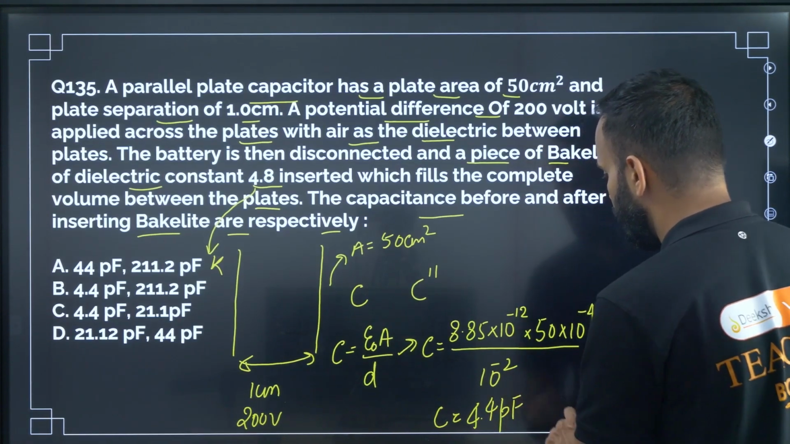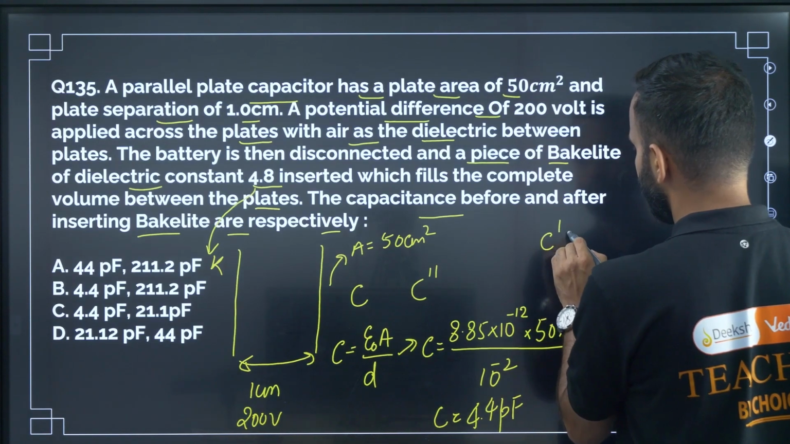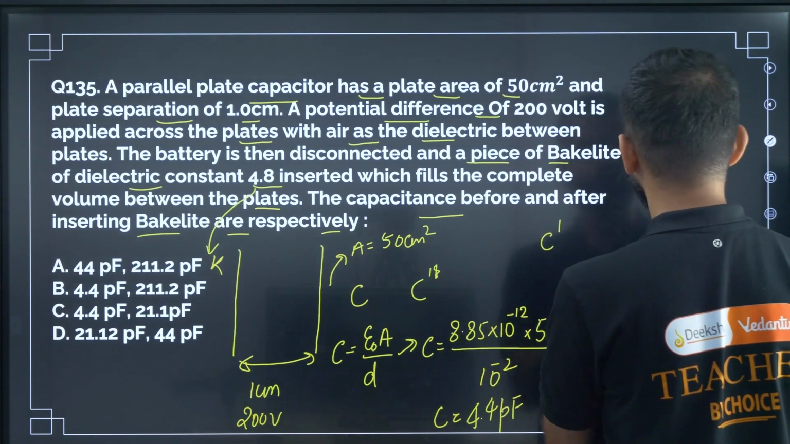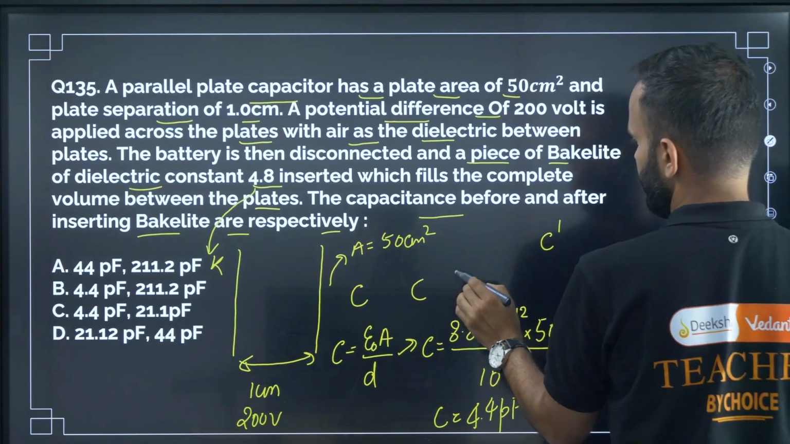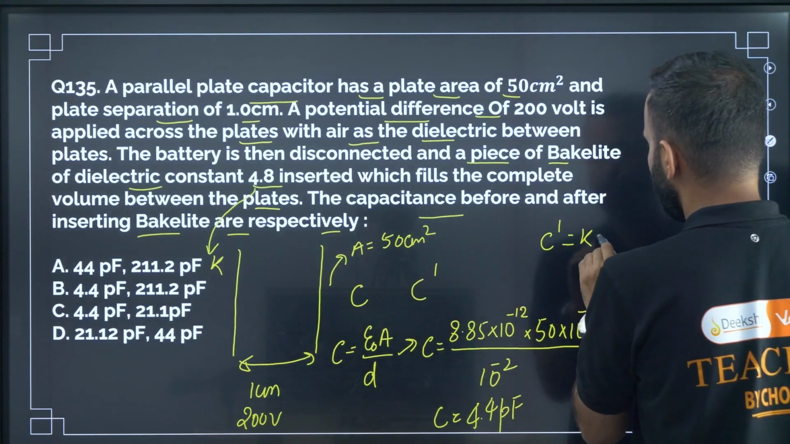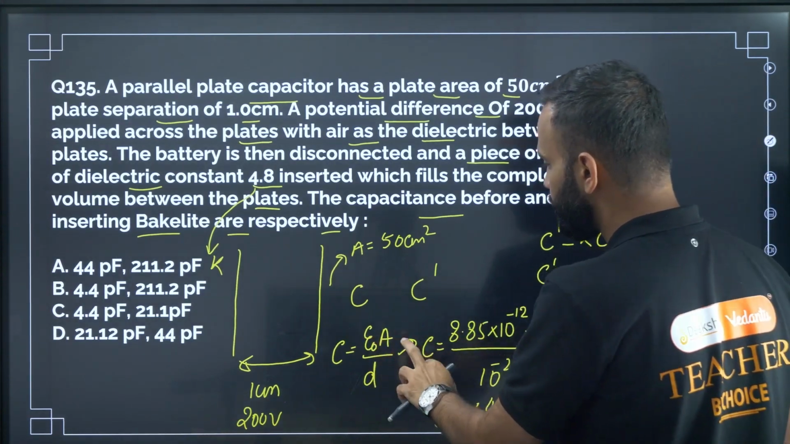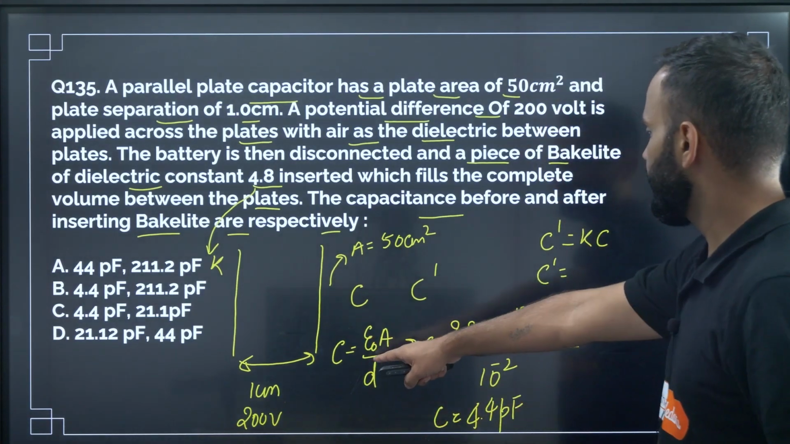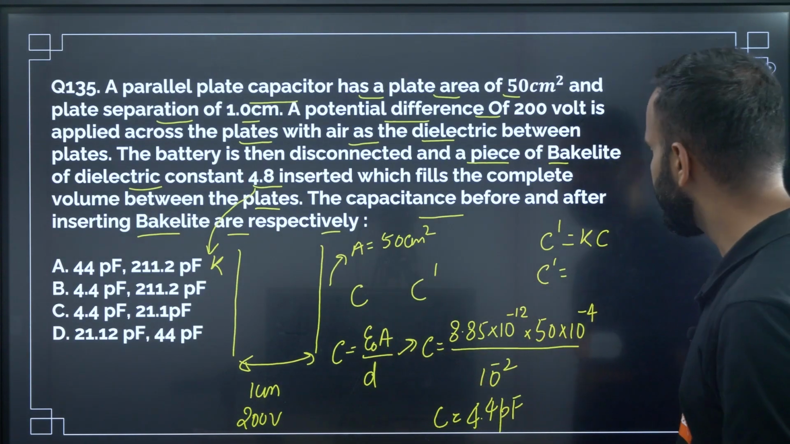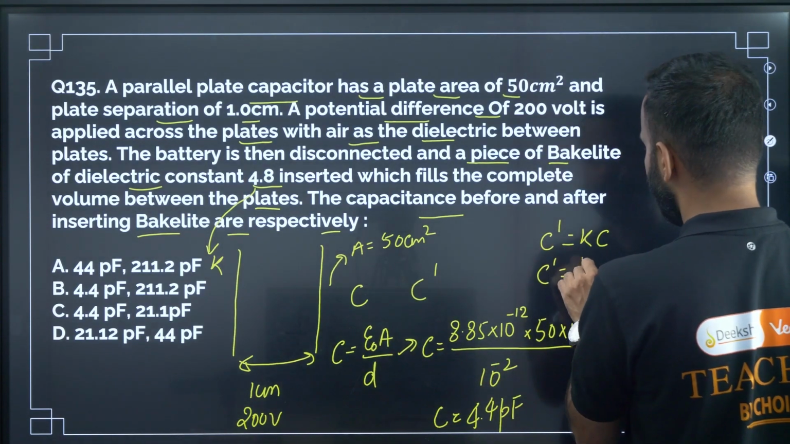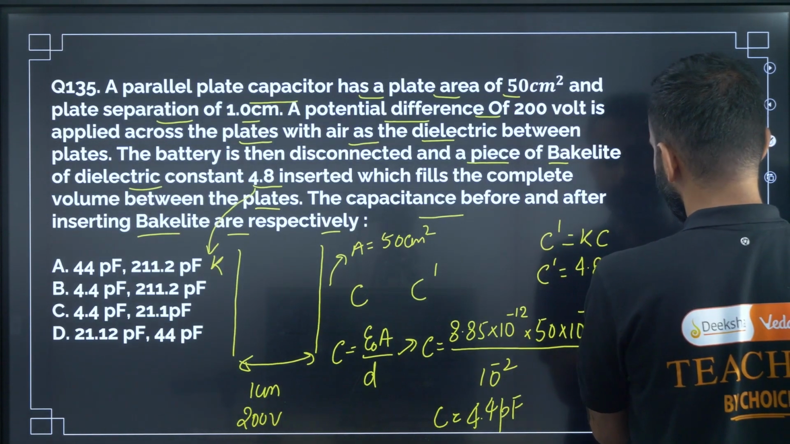Okay, 4.4 picofarad. Let us find C dash. This is not C double dash. Okay, C dash is equal to K into C, right? So C dash is equal to K into epsilon naught into A divided by D. So we already found the value of C, right? That is epsilon naught A by D. So now multiply K, that's it. So now C dash is equal to 4.8 into 4.4 picofarad, right?